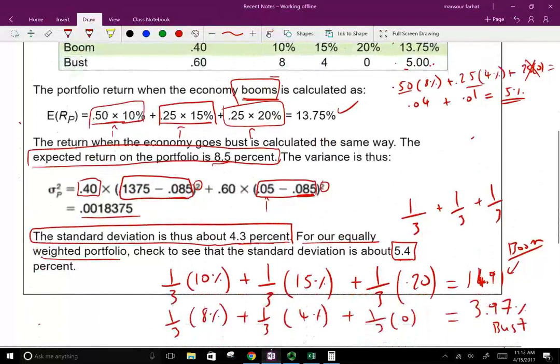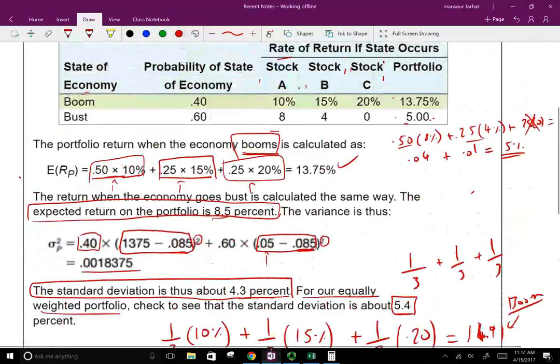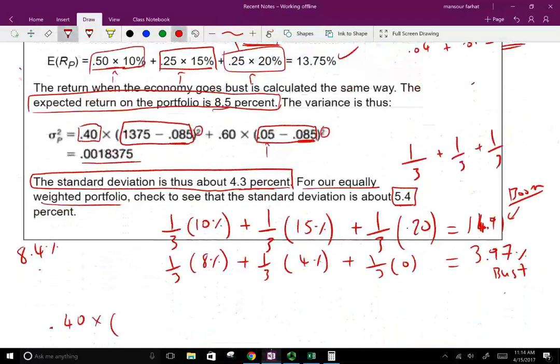the variance and the standard deviation. So let's start with the variance. How do we compute the variance? Remember, we have a 40% chance, and let's find the standard deviation. We said the expected return is 8.4%. So what's going to happen is this: 40% chance of what? 40% chance of a boom, and in a boom we're going to earn 14.9.